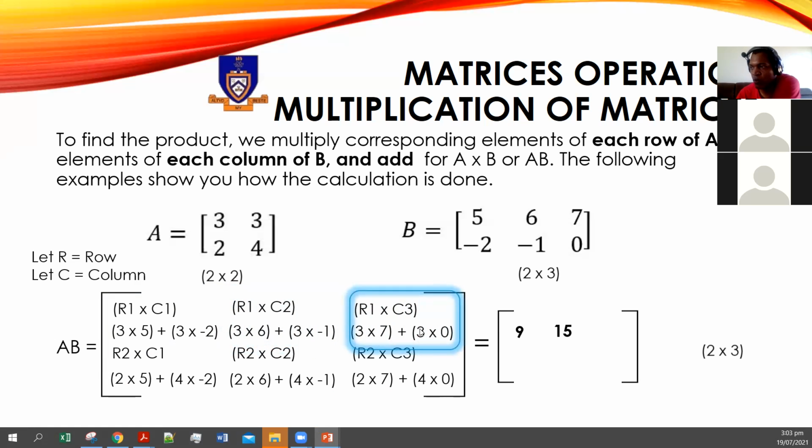3 times 7 is 21 plus 3 times 0 is 0. So we get our 21. We write it in there. All right. Then we do the same thing now. We simplify this part over here.